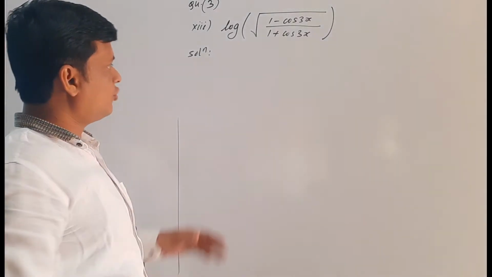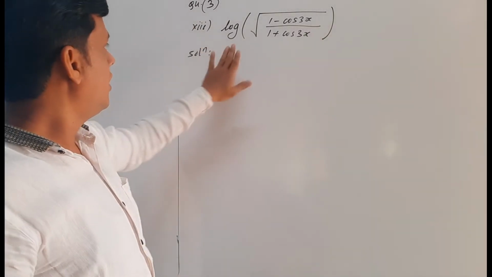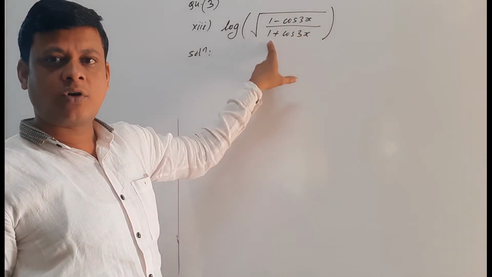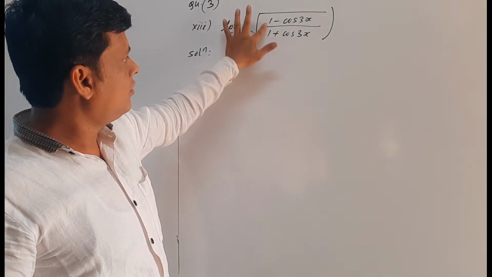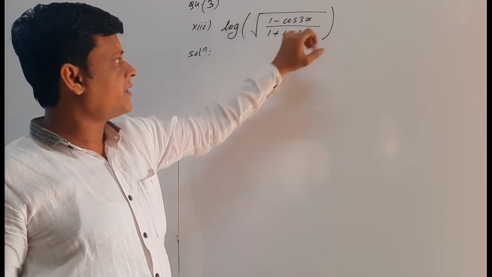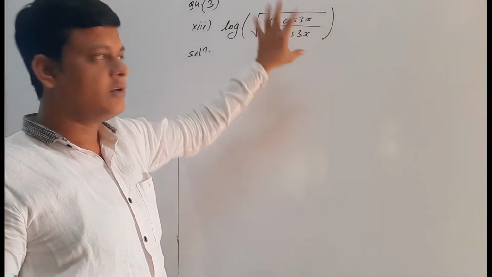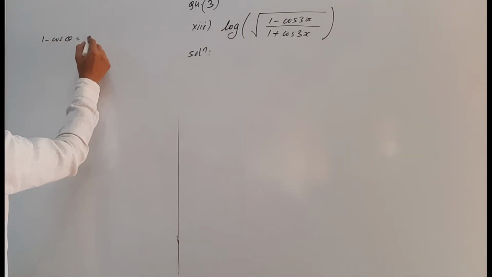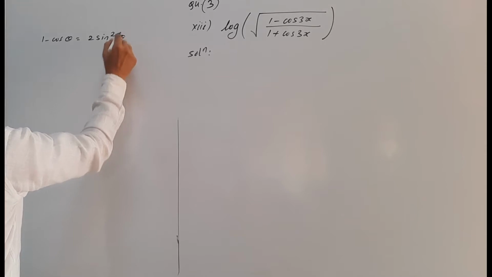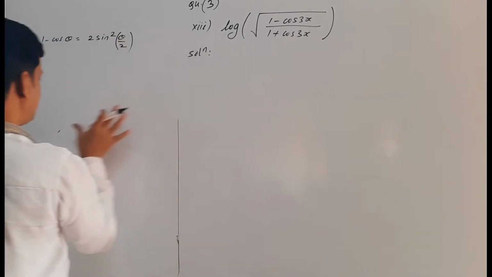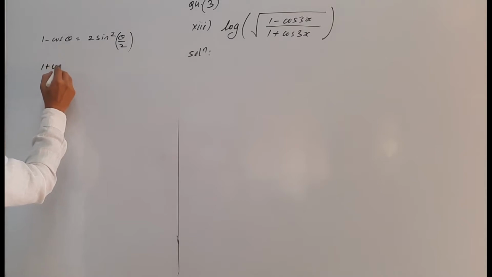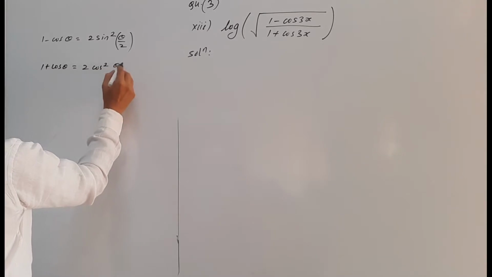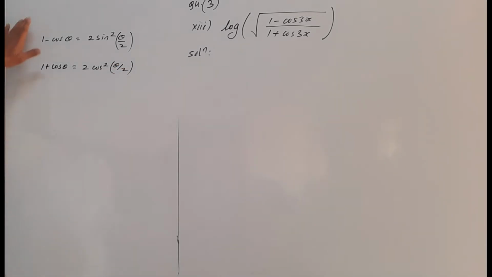Now see next question 13. Log of root of 1 minus cos 3x upon 1 plus cos 3x. So we have to reduce this 1 minus cos 3x and 1 plus cos 3x first. For that we use the concept 1 minus cos theta is equal to 2 sin square theta by 2, and for 1 plus cos theta we use 1 plus cos theta is equal to 2 cos square theta by 2. So we use this concept.